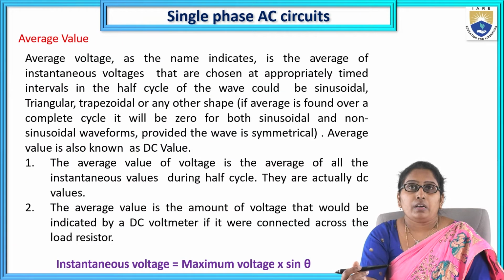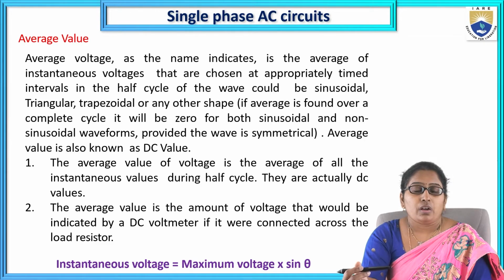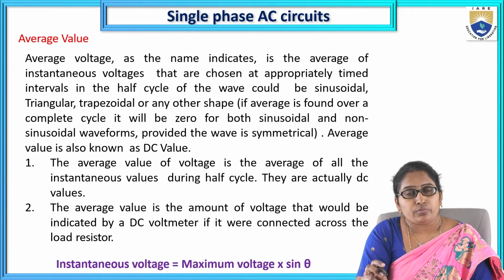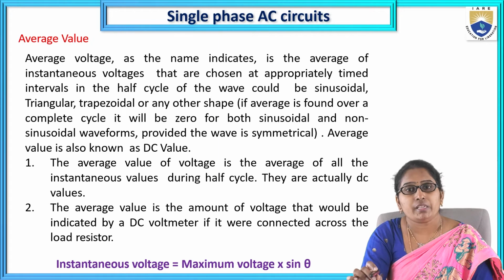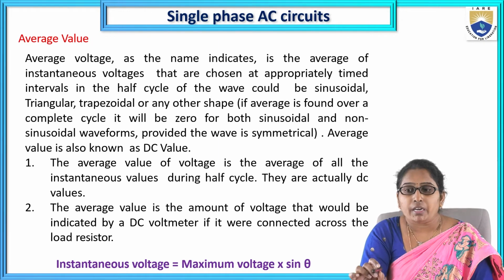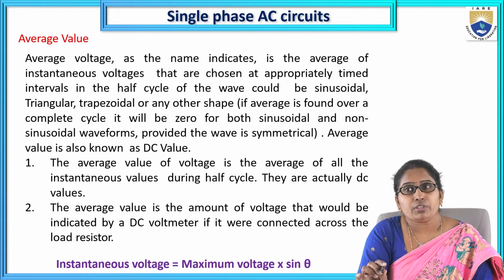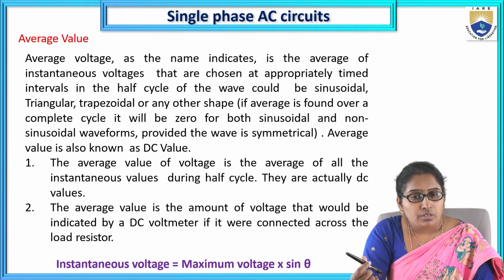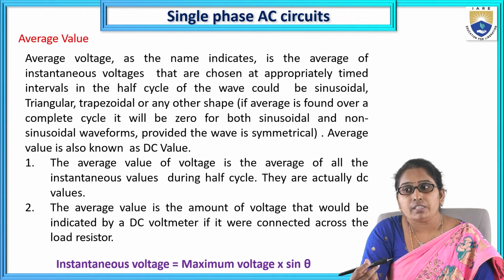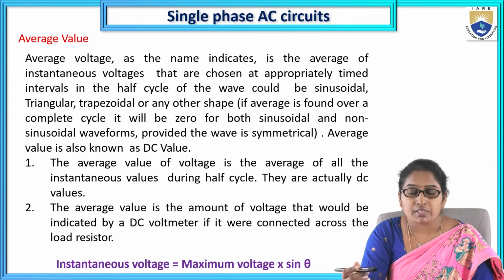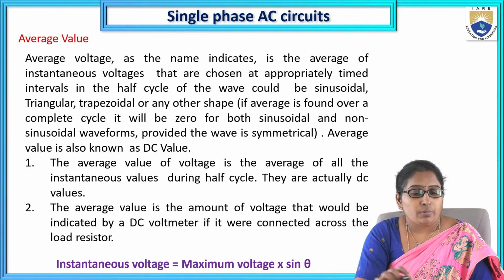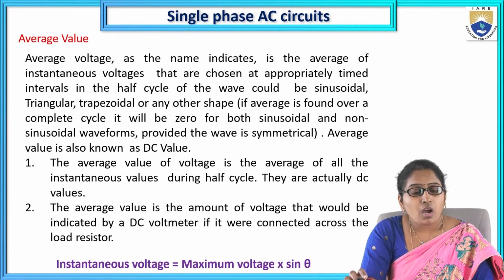Now, average value. For an AC signal, that may be an AC voltage or AC current signal, how do we find the average value? There is a value called average value, and another one, the RMS value, which will be in the next lecture. First, the average value. How do we calculate the average value of this AC signal?